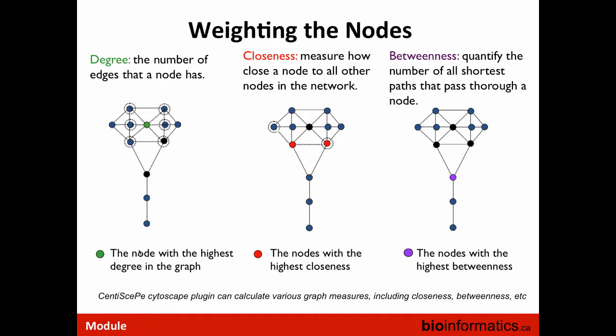The most popular terms being used are degree, closeness, and betweenness. Degree is the number of edges that a node has. If you look at the green node in the middle there, that represents the node with the highest degree of connectivity within that graph. Closeness is the measure of how close a node is to other nodes in the network. If we look at the two red nodes here, these are the nodes with the highest closeness. And betweenness basically quantifies all the shortest paths that pass through a particular node. If we look at the purple node here, this is the node with the highest betweenness.